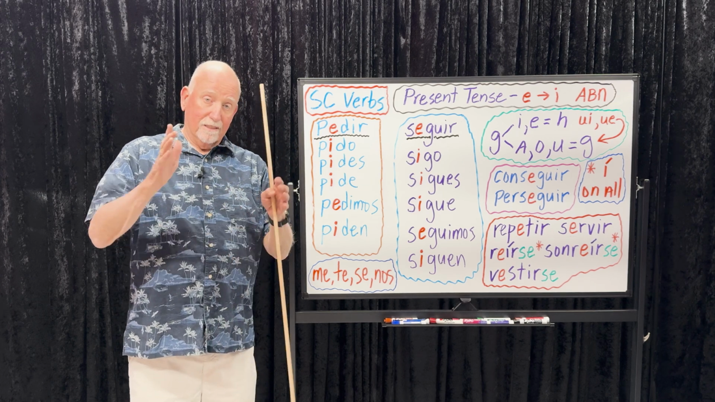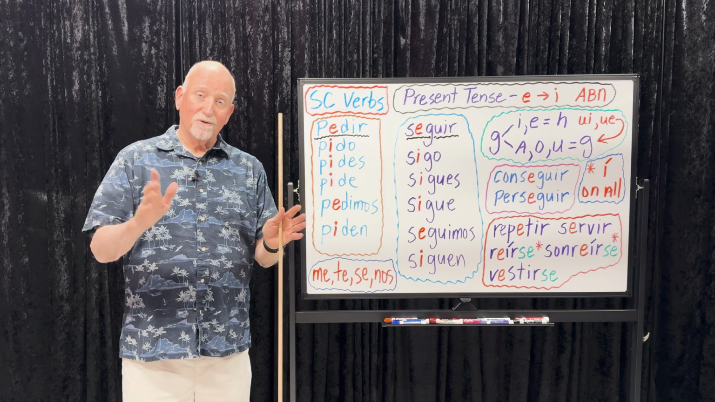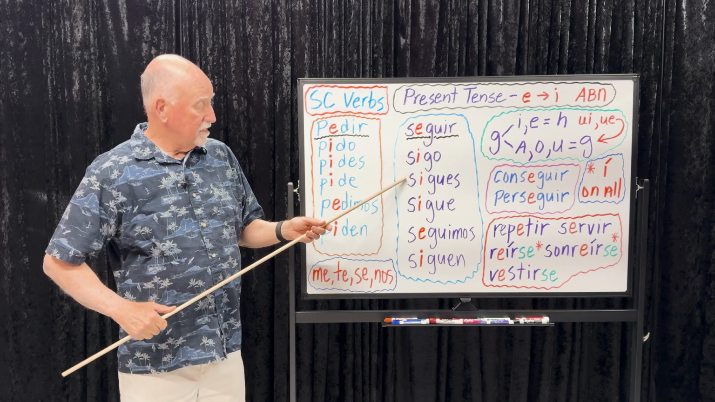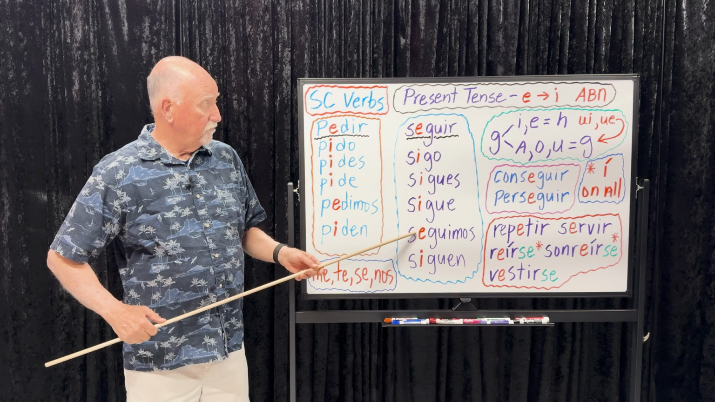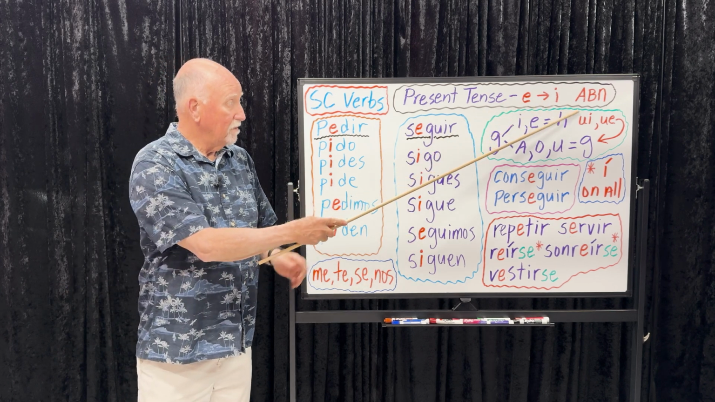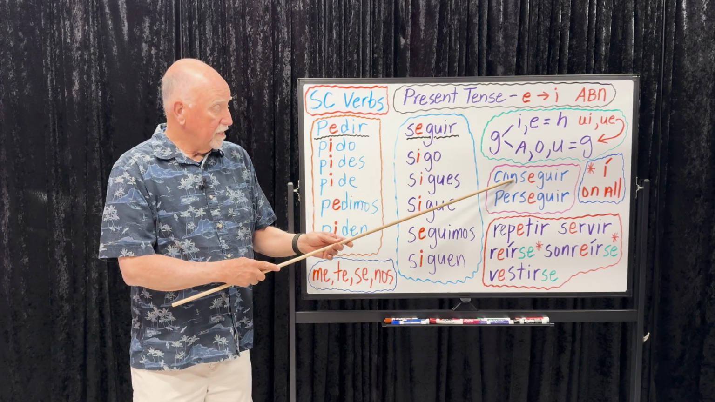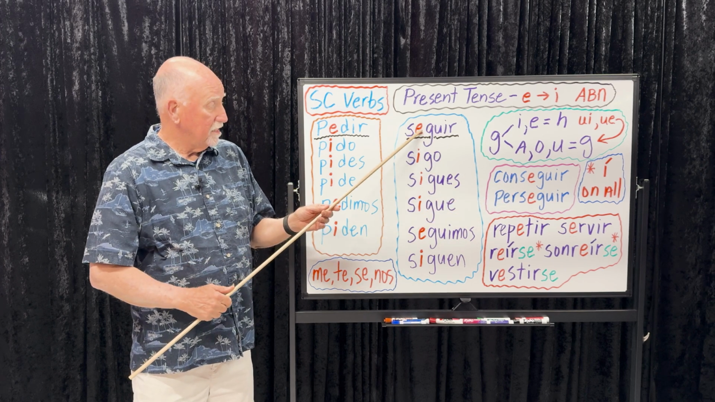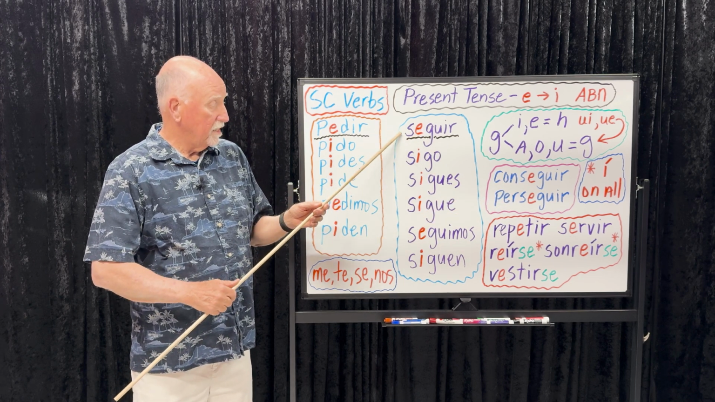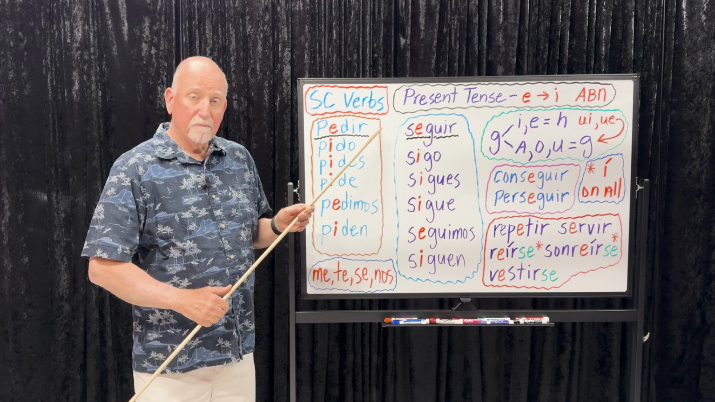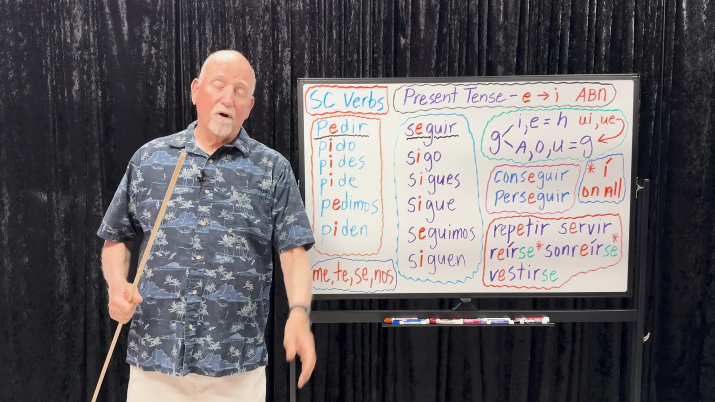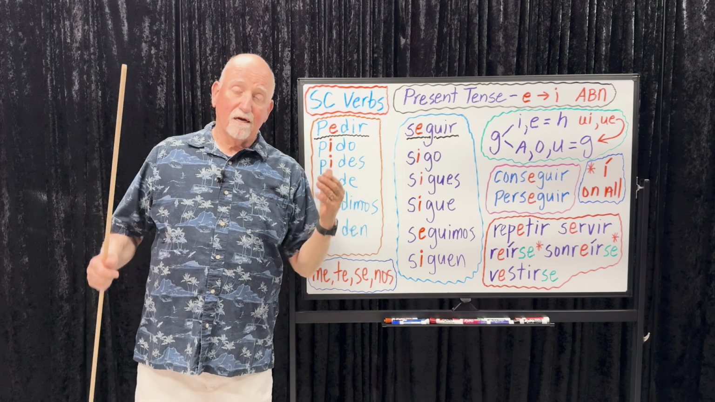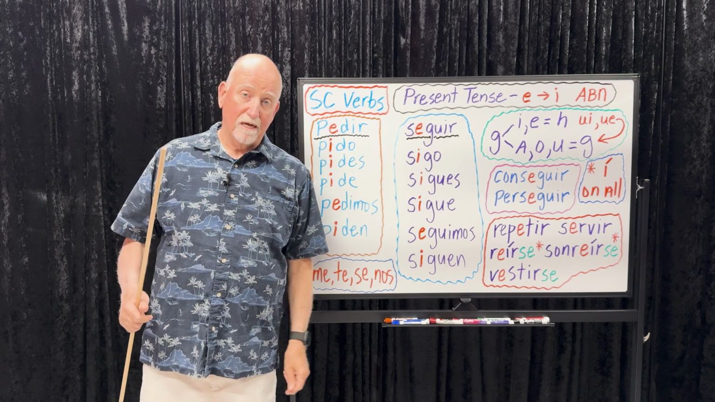Okay? Seguir, special little guy. Sigo, sigue, sigue, seguimos, siguen. They all go E to I except for the we form. E to I, all but nosotros. Conseguir and perseguir are done just like seguir. Put the C-O-N in front, conseguir. Put the P-E-R in front, perseguir. Okay? The verb seguir will come up all the time in daily conversation. You're going to hear seguir all the time.